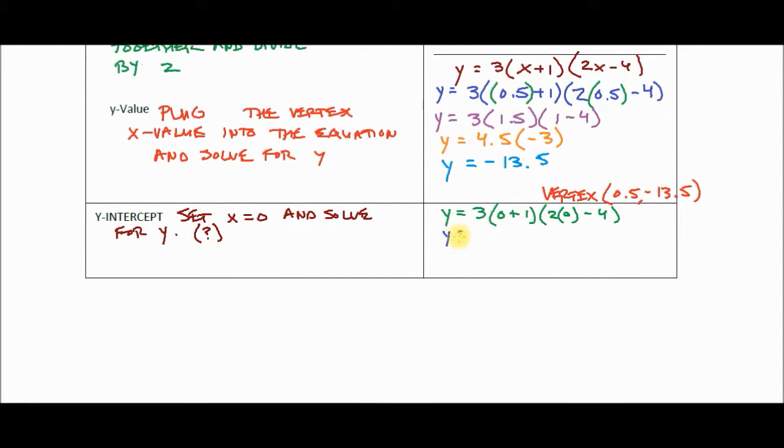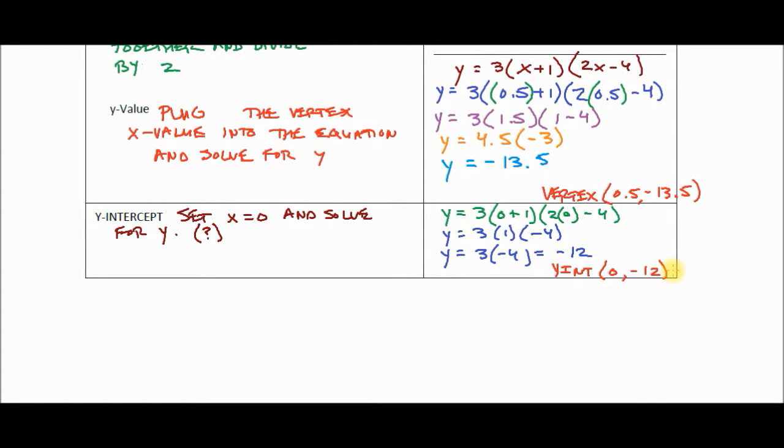So we've got 3 times 0 plus 1 is just 1. 2 times 0 is 0. Minus 4 is negative 4. 3 times 1 is 3. 3 times negative 4 is negative 12. So we just found out our y-intercept is negative 12. That means if I'm going to put your answer right here on the bottom, the y-intercept is at 0, negative 12.